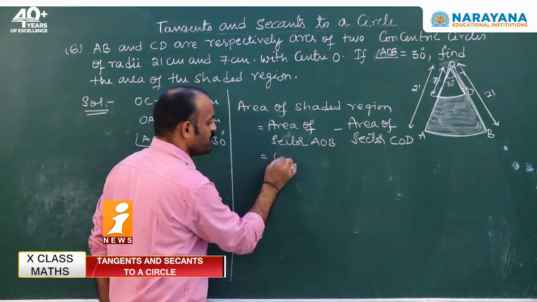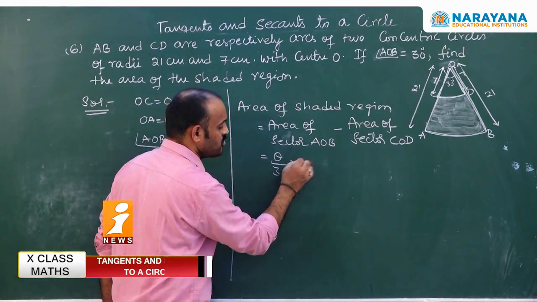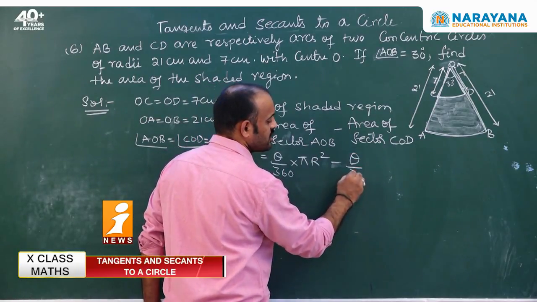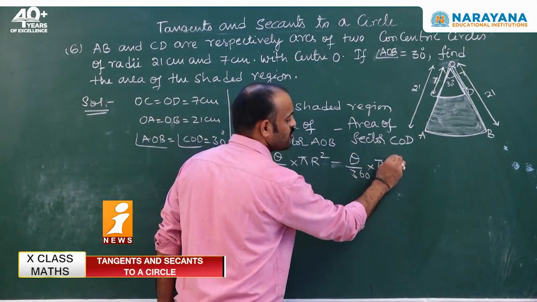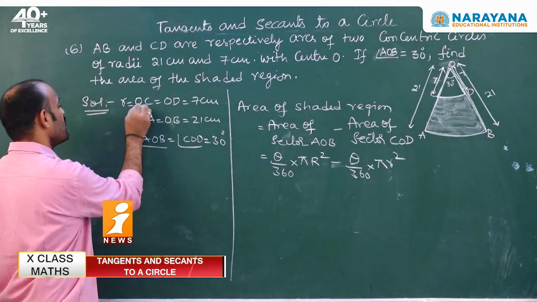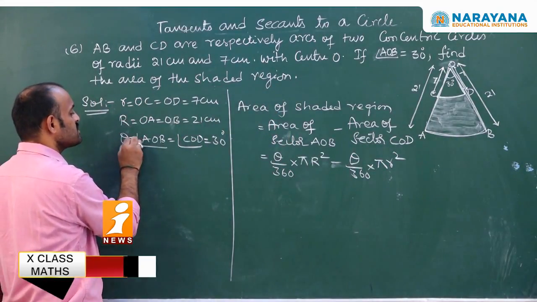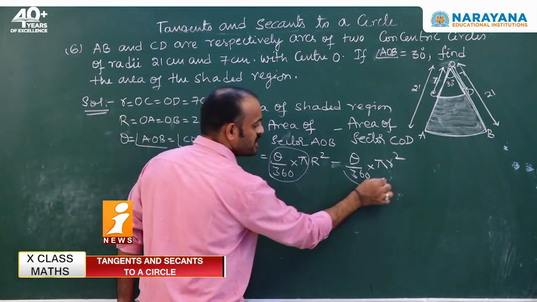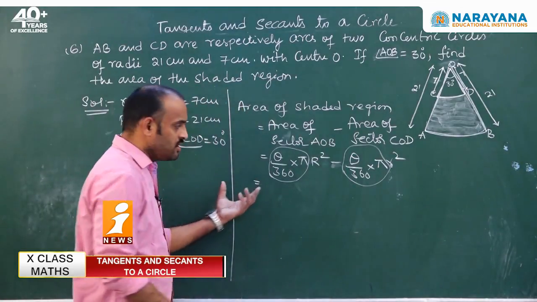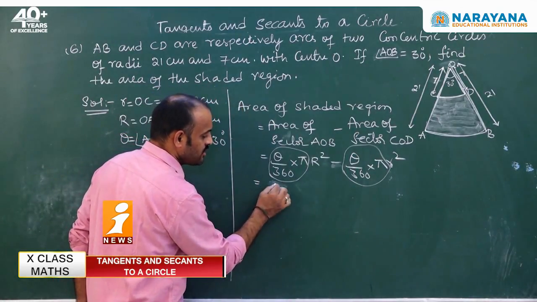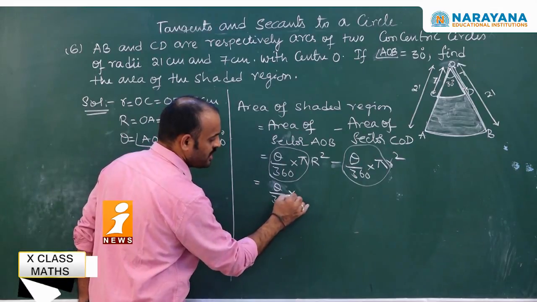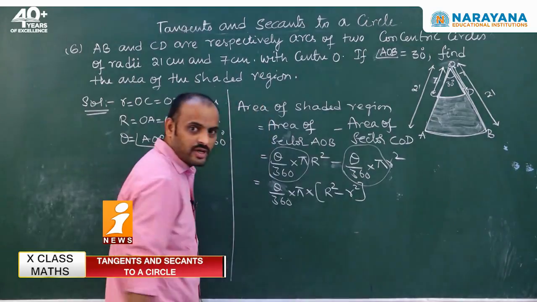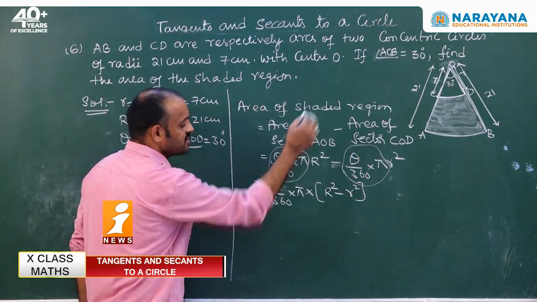What is the area of sector formula? Theta by 360 into pi r square. Theta by 360 into pi capital R square minus theta by 360 into pi small r square. This is small r, this is capital R and this is theta. See, in both, theta by 360 pi is common. Shall I take it outside? Theta by 360 into pi into capital R square minus small r square. What is theta value? 30 degrees.